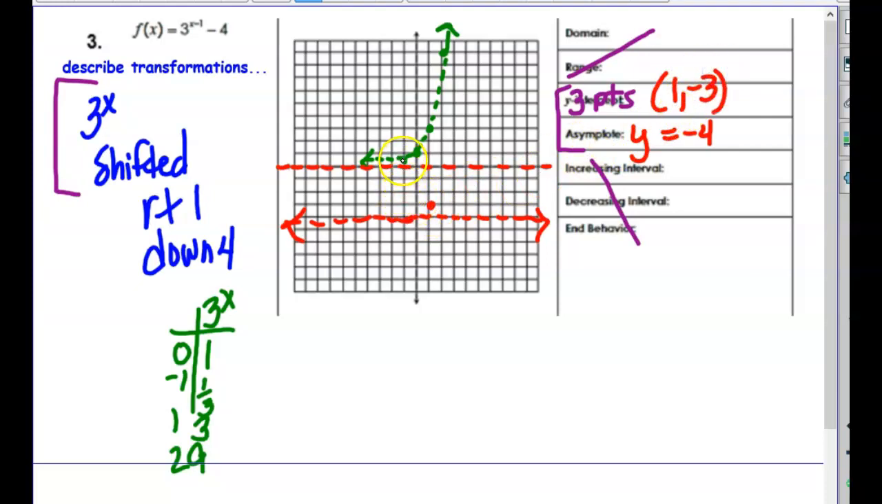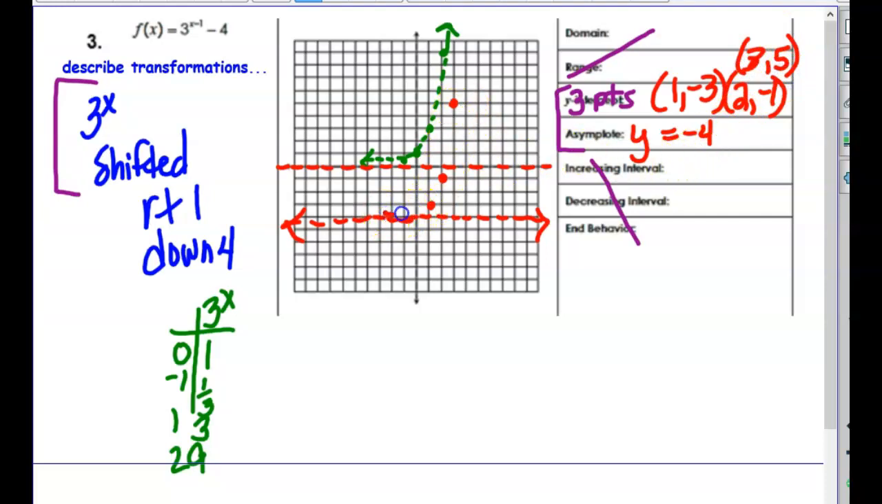If we move the point that was at 1, 3, right 1 and down 4, it is at 2, -1. If we move the one that was over at 2, 9, right 1 and down 4, it is at 3, 5, I think. Okay, now I didn't use my calculator.